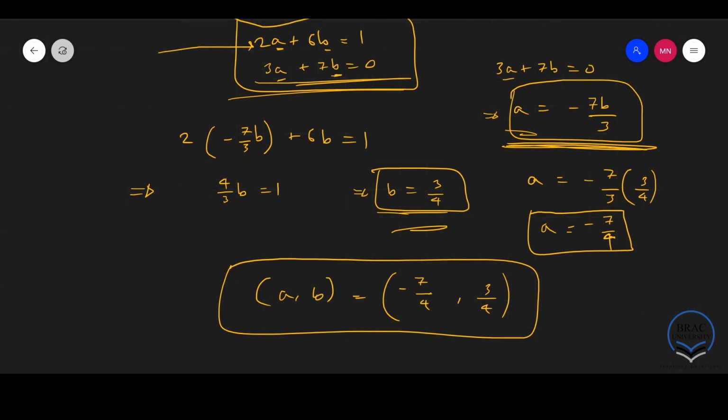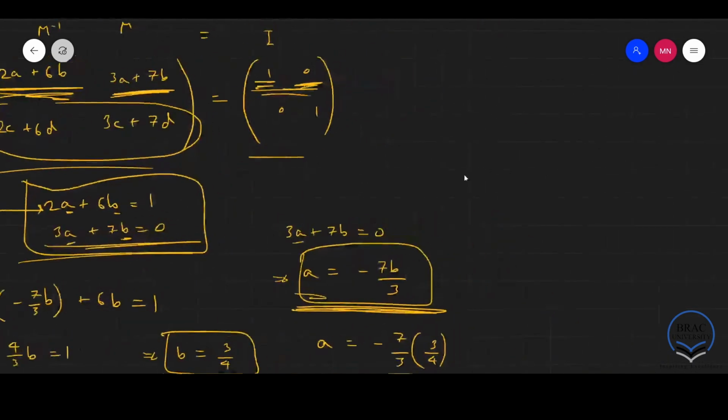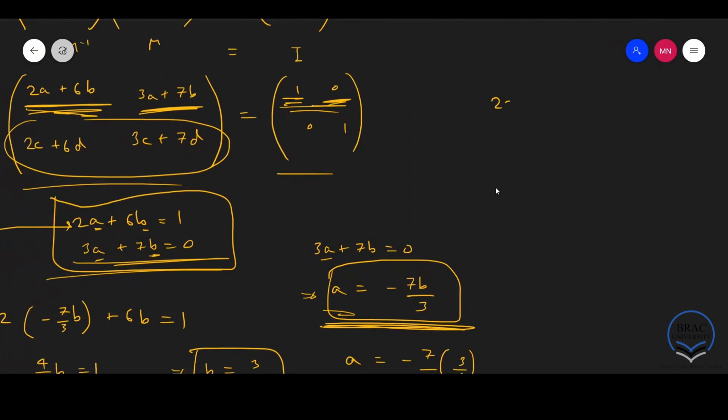Right? Now, what did we do? We just considered the first row on both sides and equated the entries. Now we can consider the second row for both sides. We can equate these two entries. So now we will have 2C plus 6D equal to 0. And then we have 3C plus 7D equal to 1. Now we have this system.